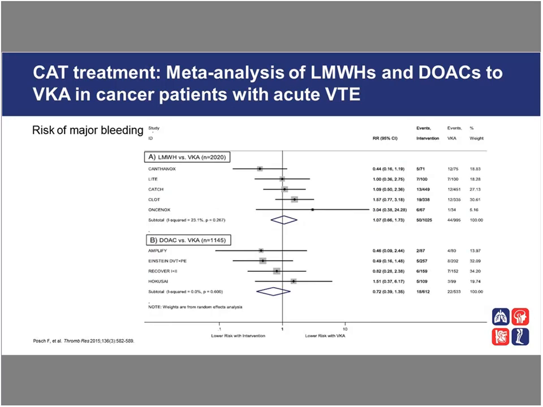Similarly, when we look at major bleeding, panel A, looking at low molecular weight heparin versus vitamin K antagonist, we do not see any difference between low molecular weight heparin and vitamin K antagonist in the totality of a summary estimate from this meta-analysis, and a similar conclusion can be made when looking at the DOAC versus vitamin K studies.